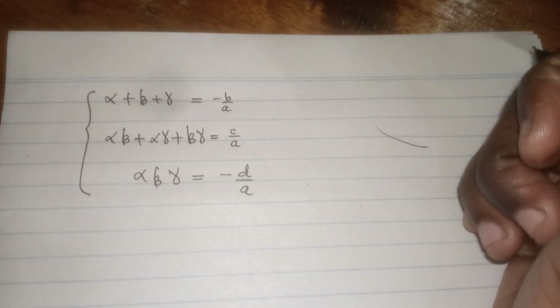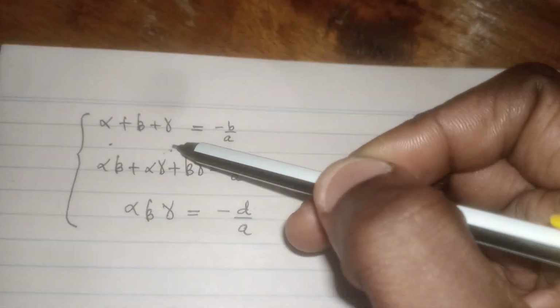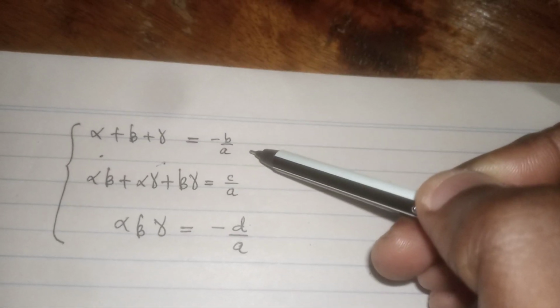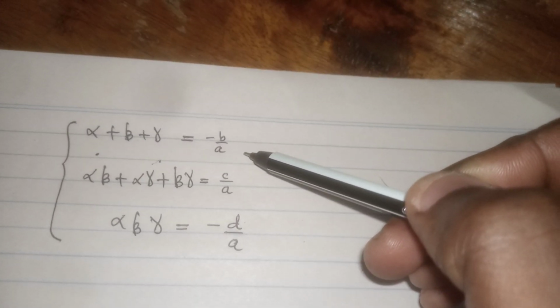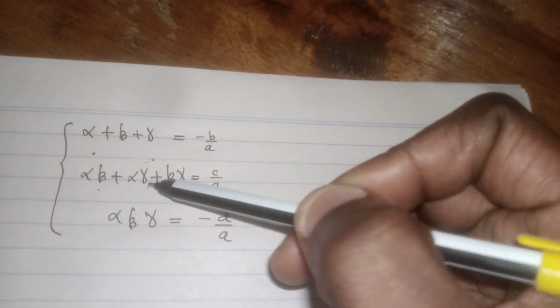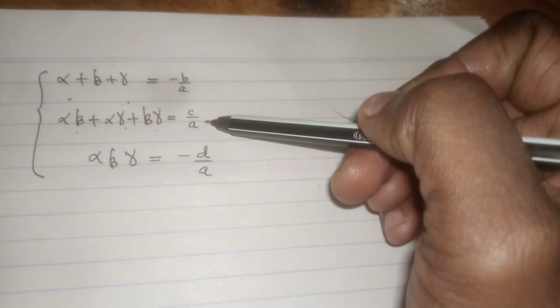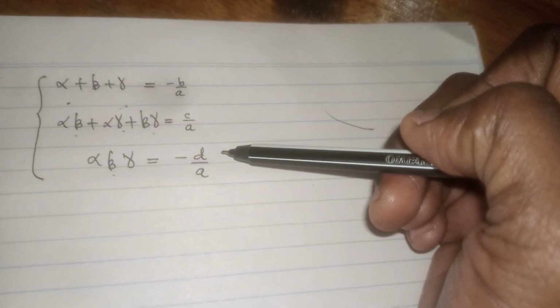Now I think we know that alpha plus beta plus gamma is equal to minus b over a. Alpha beta plus alpha gamma plus beta gamma is equal to c over a. Alpha beta gamma is equal to minus d over a.